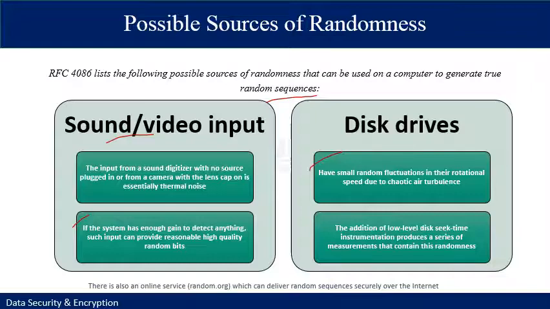The addition of low-level disk seek time instrumentation produces a series of measurements that contain this randomness. Additionally, you can use an online service referred to as random.org, which can deliver random sequences securely over the internet.